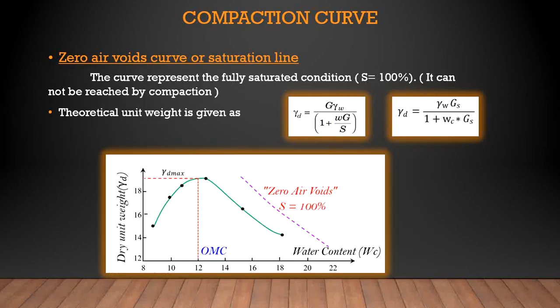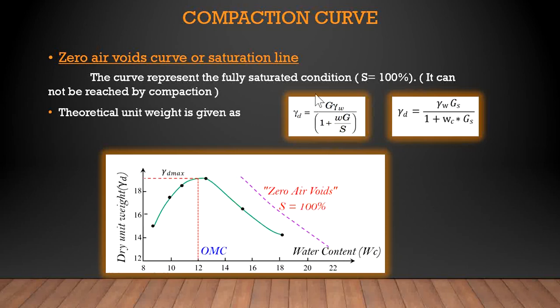Next is the zero air voids curve, or saturation line. So what is the saturation line, or zero air void curve? A line showing the relation between water content and dry density at a constant degree of saturation S may be established from this equation. It is the line which shows the relation between the water content and dry density at a constant value of S.